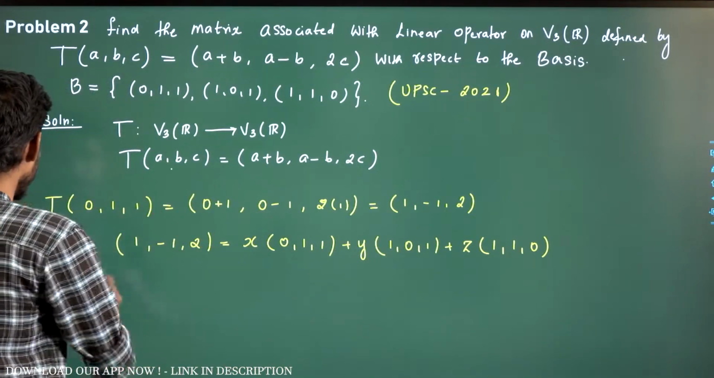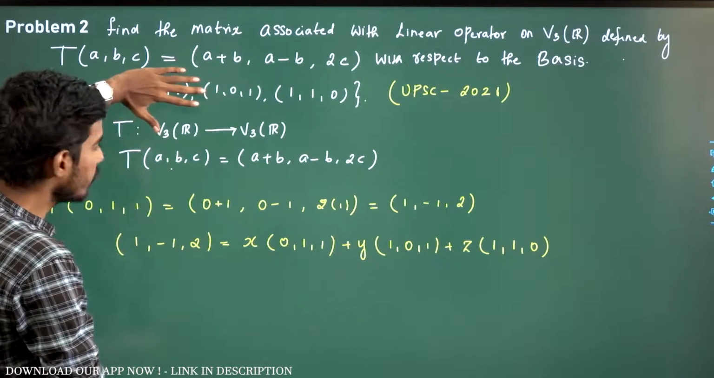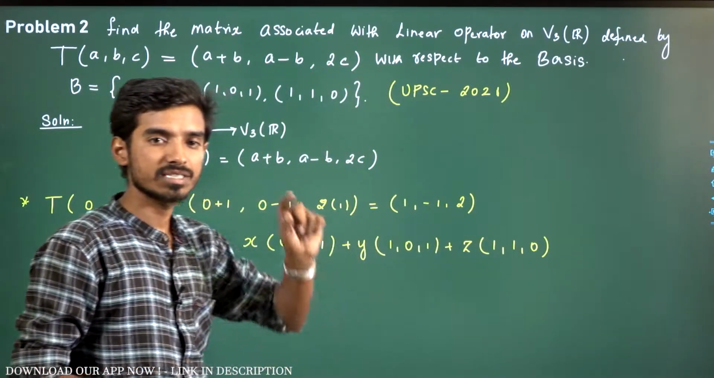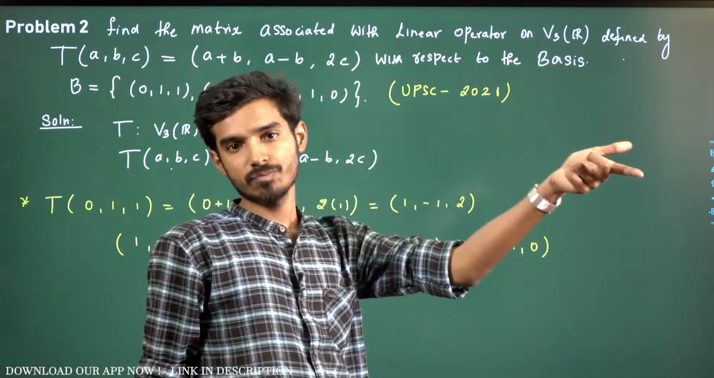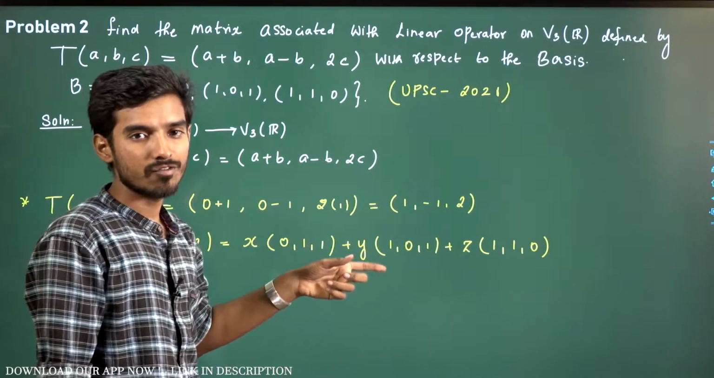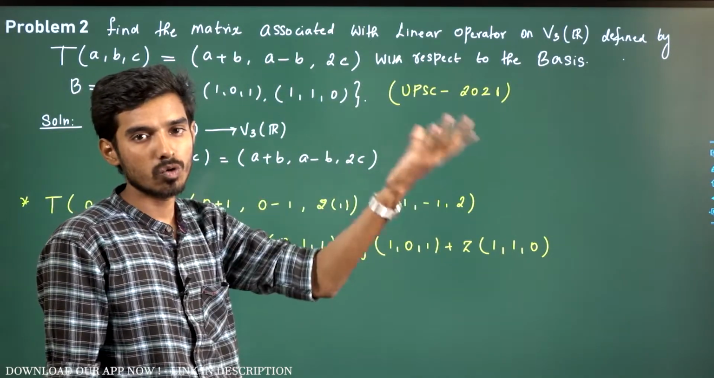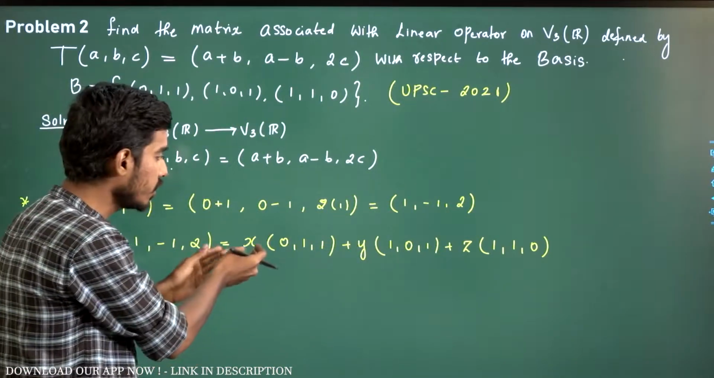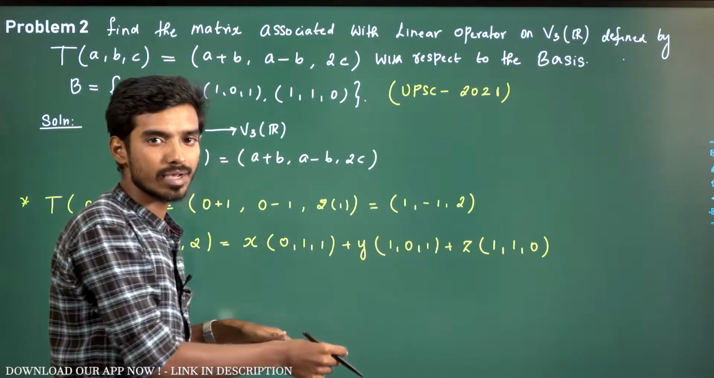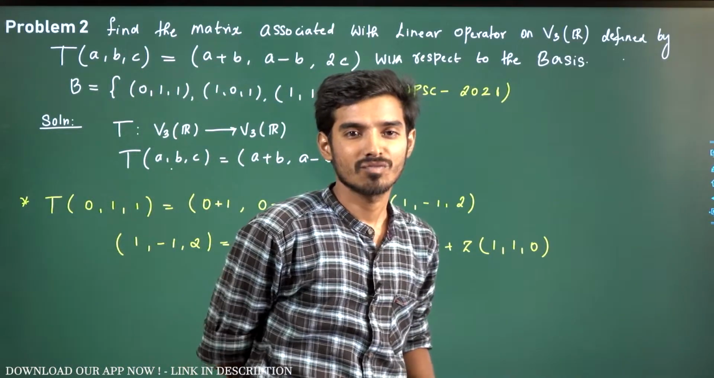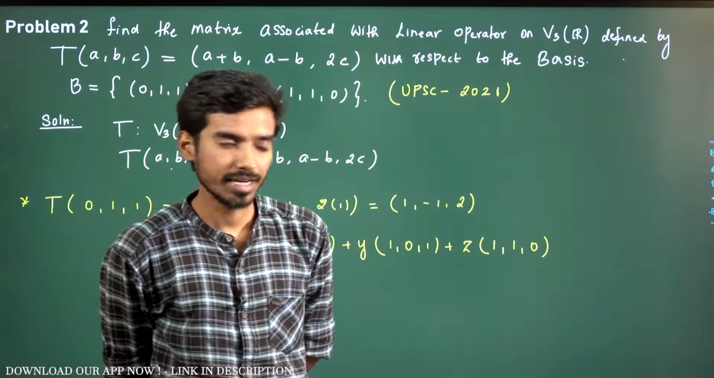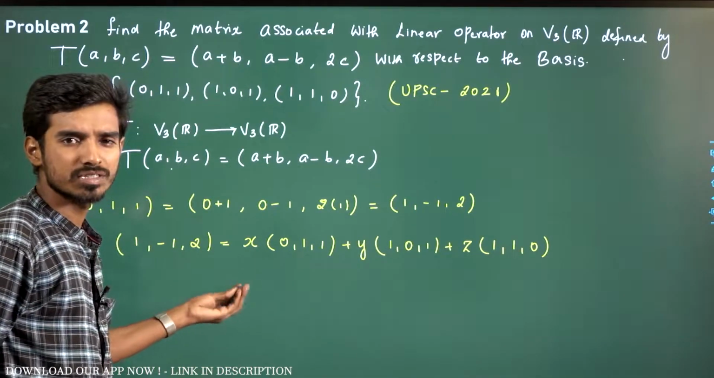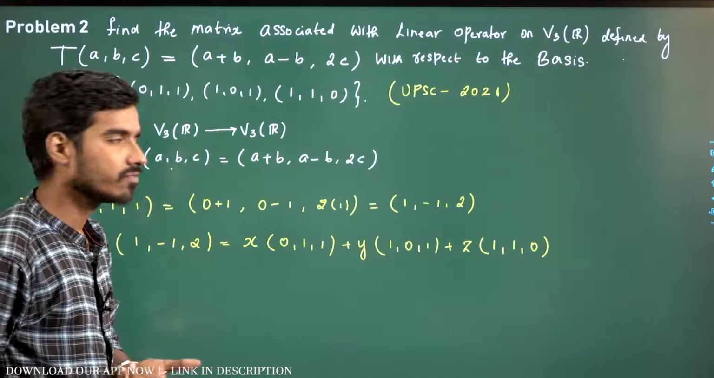What I have done is taken the first vector in the basis, (0, 1, 1). The output is (1, minus 1, 2). You need to express this output as a linear combination of the basis elements in the codomain space. Here the codomain space is also V3 of R, and since you are given only one basis, you take that as the basis for the codomain space too. So you need to find the corresponding x, y, z. That x, y, z will be the first column in the required matrix. This will lead to a system of equations. If you solve it, you can easily get the answer.